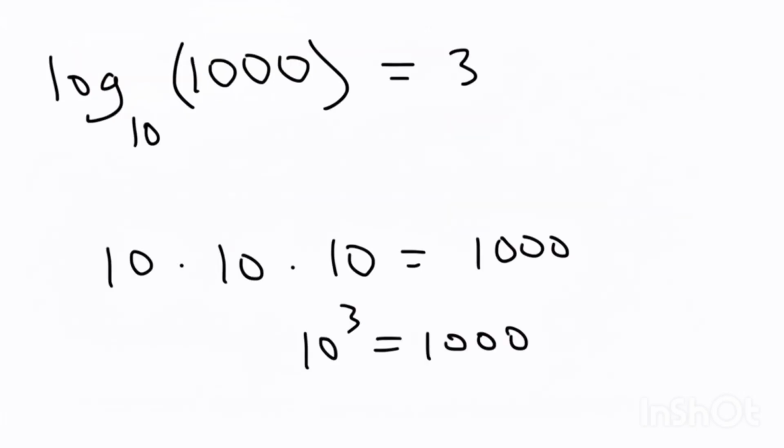Alright, we have another example. This is log 1000 to the base of 10, and this is as simple. 1000 can be written as 10 raised to the power of 3, and since 10 is also the base of the logarithm, our answer will just be 3. So that is that for that. Let's move on to the next example.